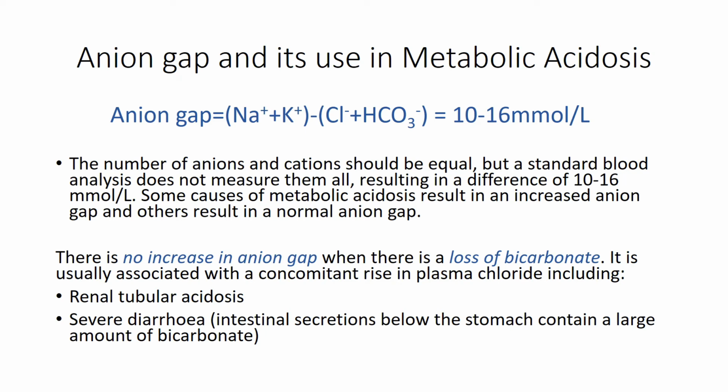If there is no increase in the anion gap, if it remains between 10 and 16, when there is a loss of bicarbonate, it's usually associated with a rise in the plasma chloride, and causes of this include renal tubular acidosis or severe diarrhea, because intestinal secretions below the stomach contain a large amount of bicarbonate. So basically the gap isn't there because there's often a rise in the plasma chloride neutralizing the amount of bicarbonate lost.